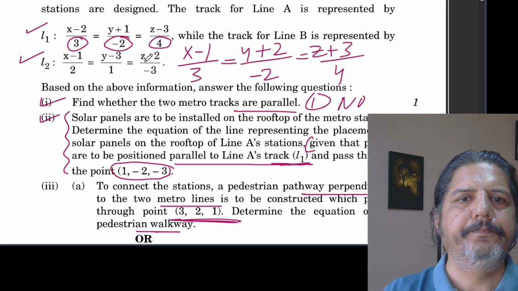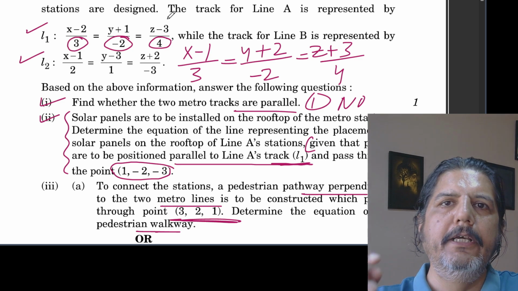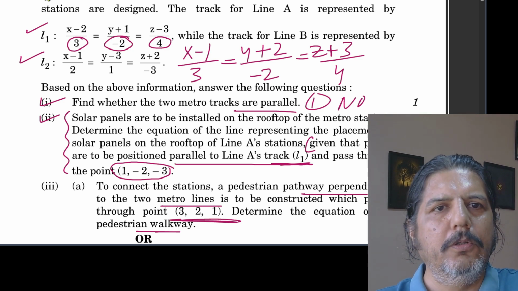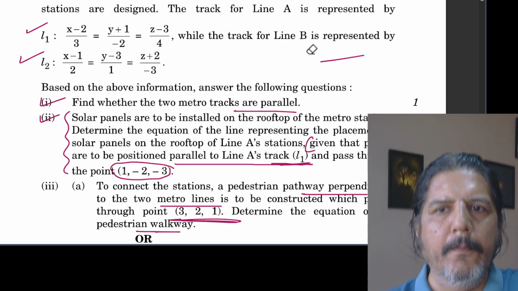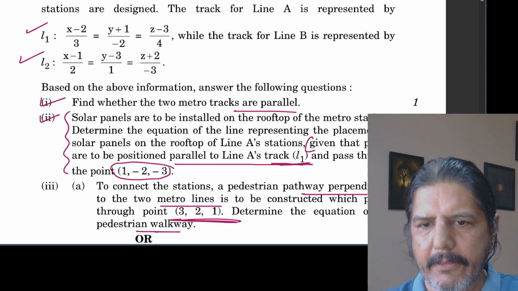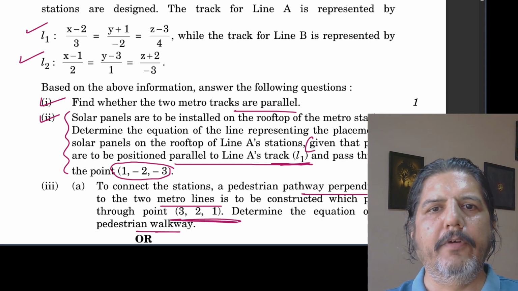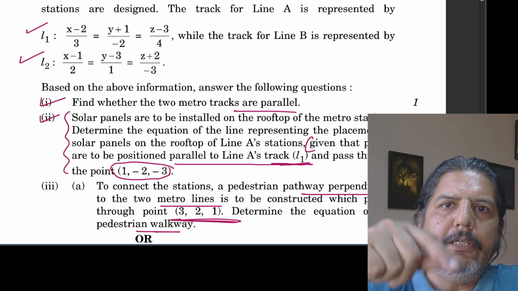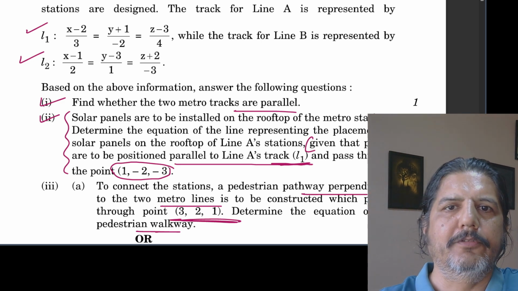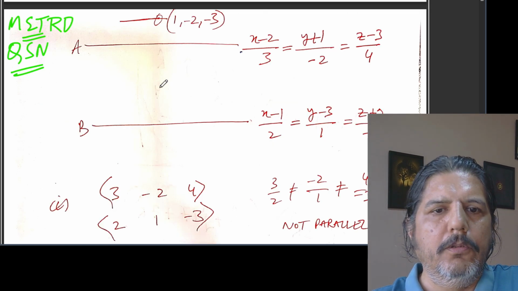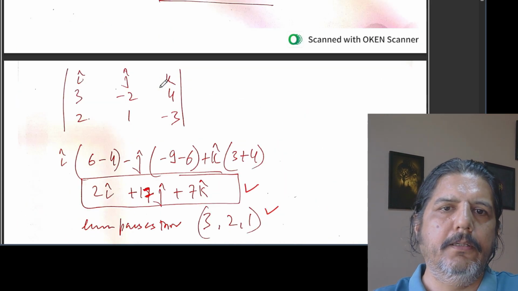To find the cross product, I'll have to write these two equations in vector notation. So the first job would be to write the equation in vector form, and then we will have to find the cross product. Using the cross product, I'll be finding the direction ratios of the pedestrian pathway. So how do I find the cross product?